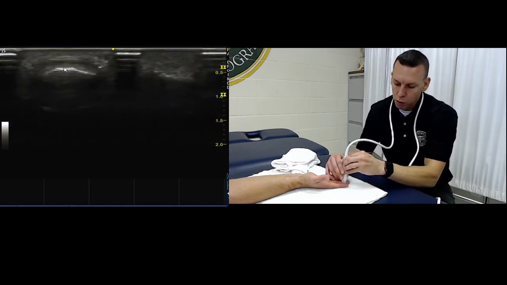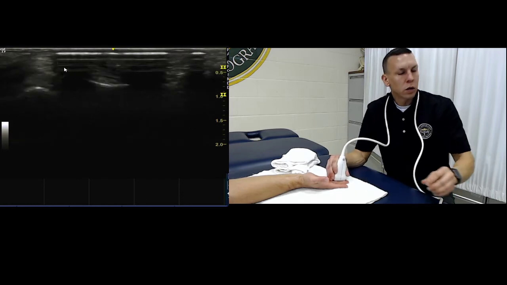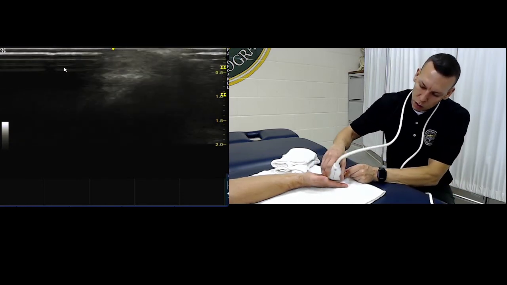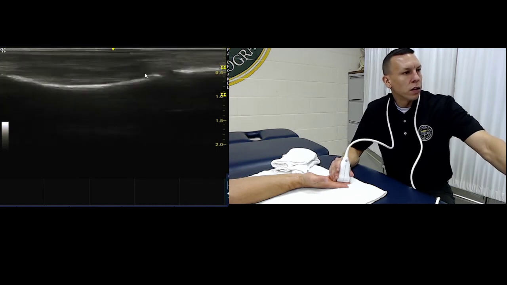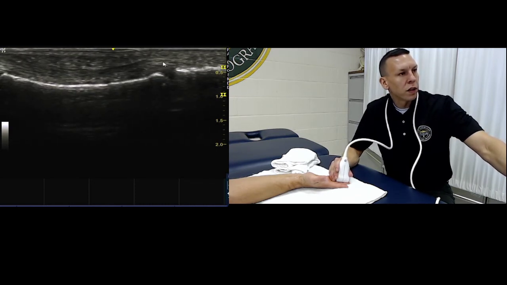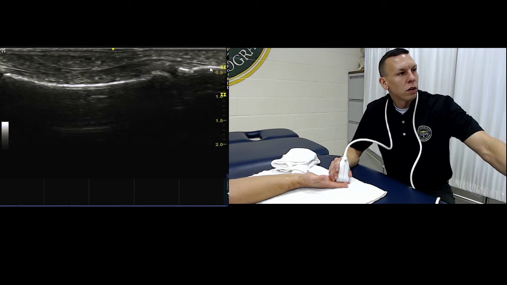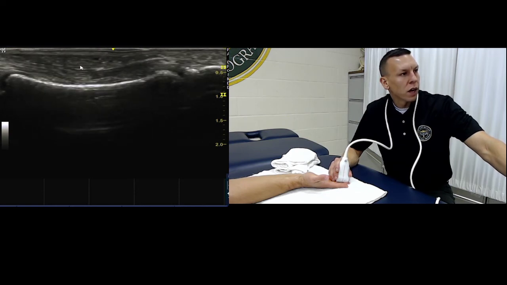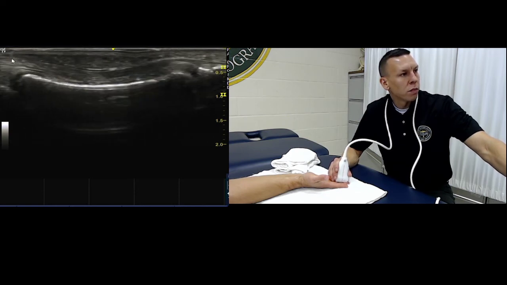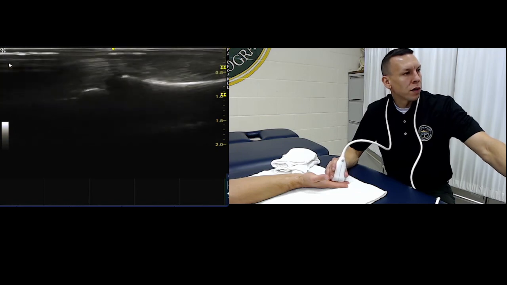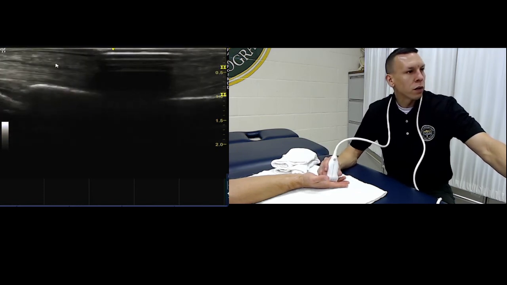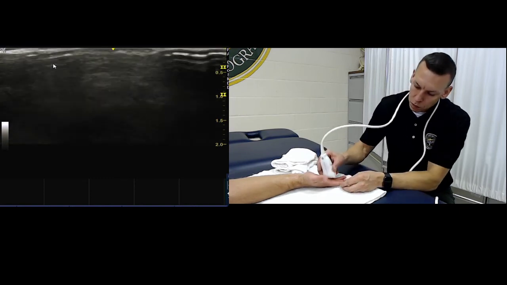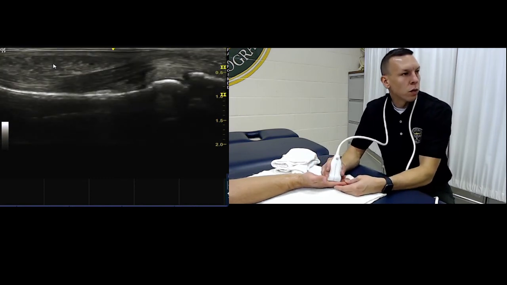We can take our probe and move it from short to long axis here, so make sure you've got the gel. And right there's the profundus coming down to the distal phalanx. If you slide up, we can actually see a little bit of both of them, superficialis and profundus, as you move down further.